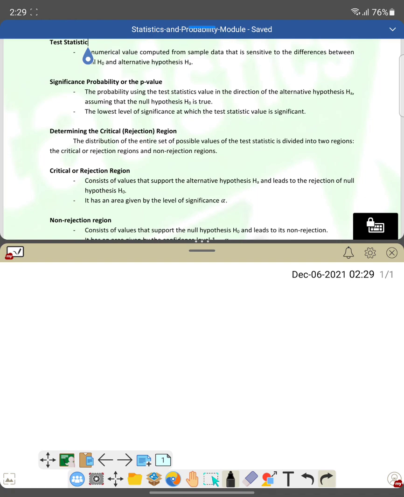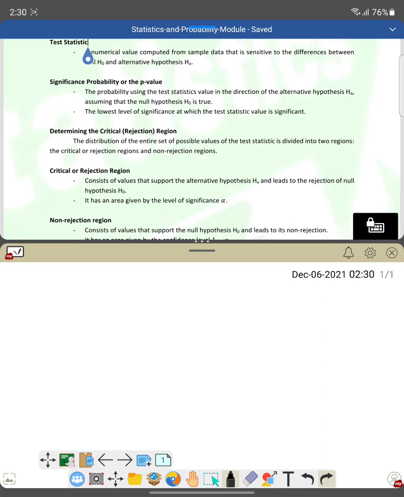The distribution of the entire set of possible values of the test statistic is divided into two regions: the critical region, or rejection region, and the non-rejection region, or what we call the accepted region. When we say critical or rejection region, remember we have the alpha and the beta, the probability of committing an error. Others use the word margin of error. It consists of values that support the alternative hypothesis.